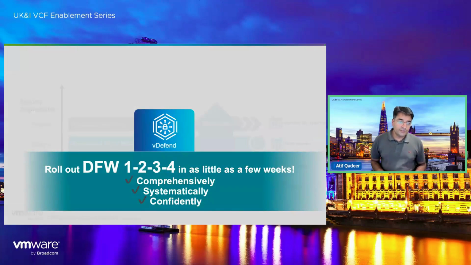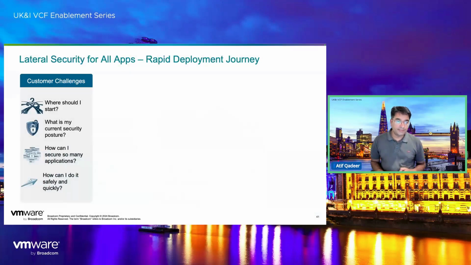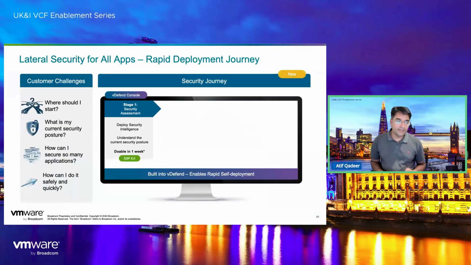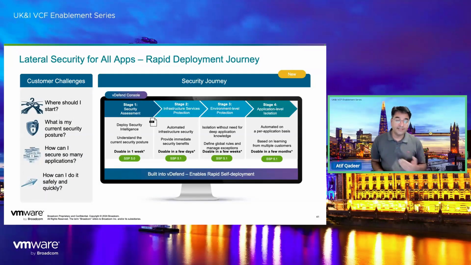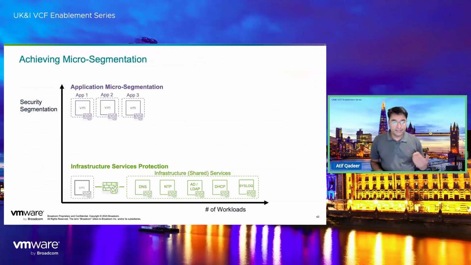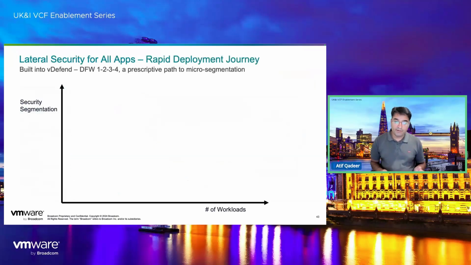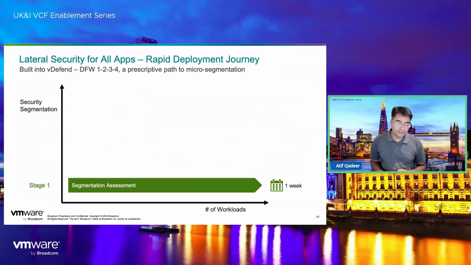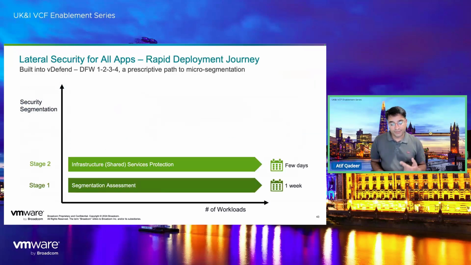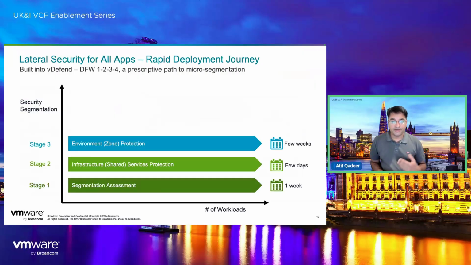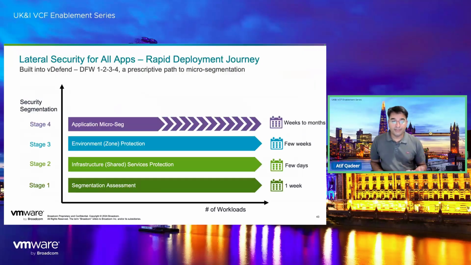What is the distributed firewall 1, 2, 3, 4 process? Basically, the same story. Where do I start my journey? What is my current security posture, and how can I secure my application? These are the stages that we are trying to underpin. The first thing is infrastructure services protection, leading to environment protection, which we classify as the whole journey to macro segmentation, leading into micro segmentation. It's natively built into security intelligence, this workflow, to assist the customer. Week one, segmentation assessment. In a few days you should be able to do shared services protection, leading into environment zone protection, and then micro segmentation.